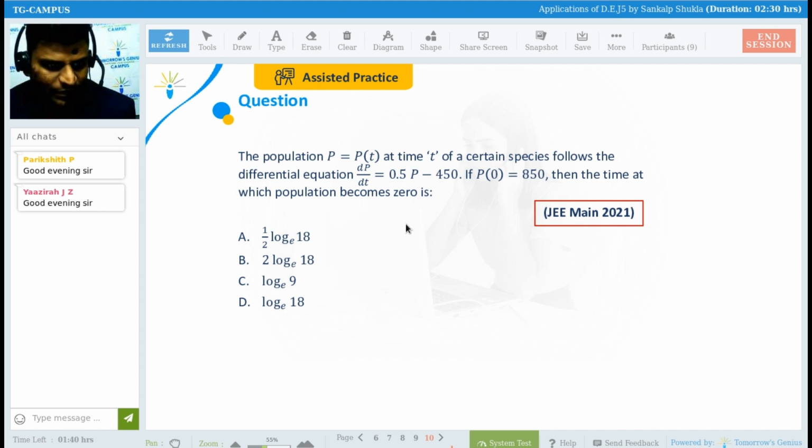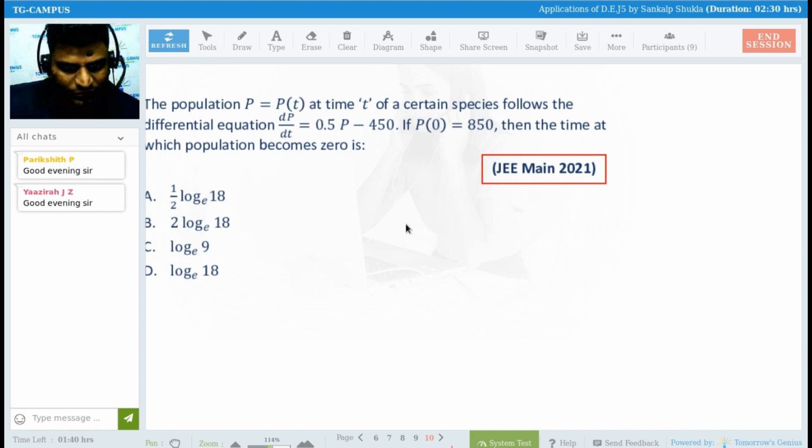Now, nothing is there in this question. This question is literally very easy. All you have to do is just solve this differential equation. So now we'll see how this differential equation is solved.